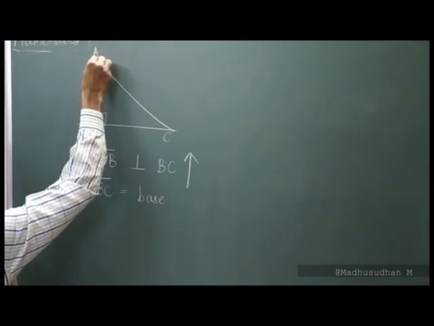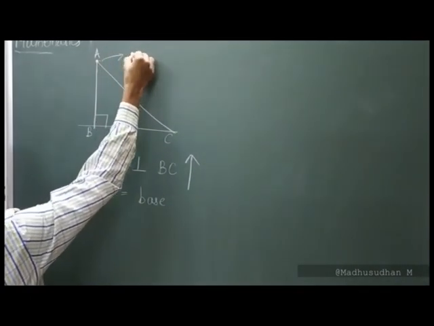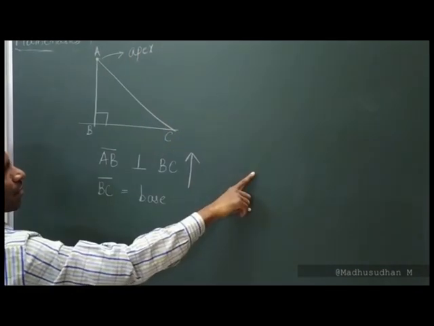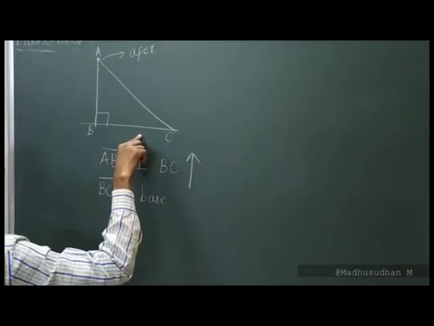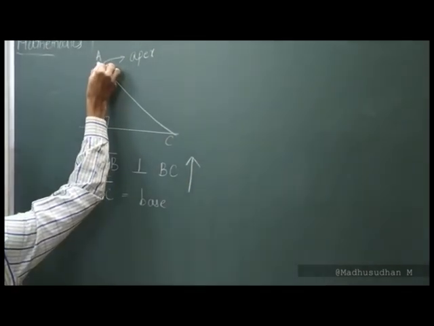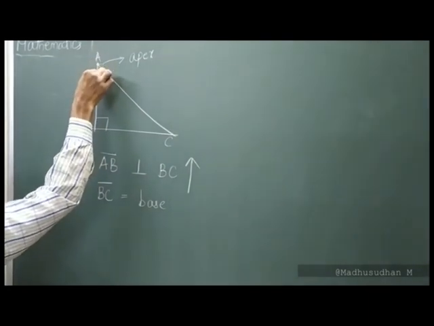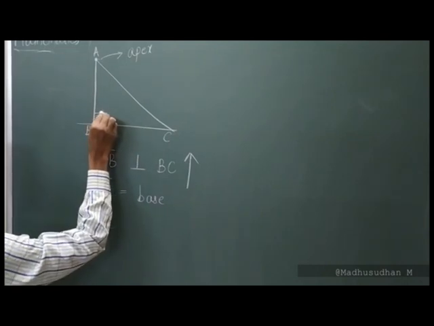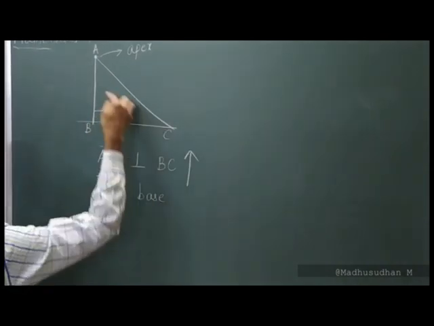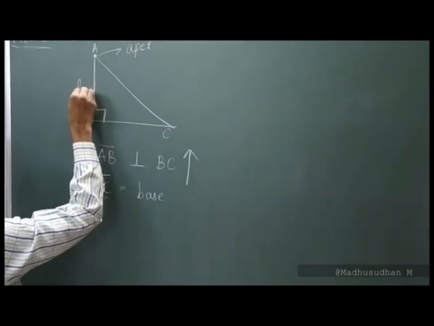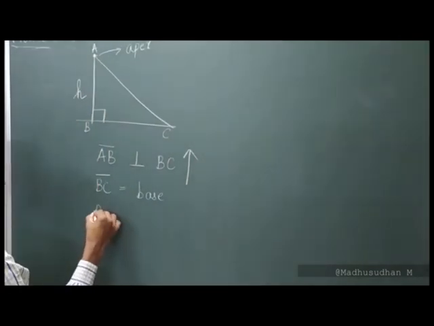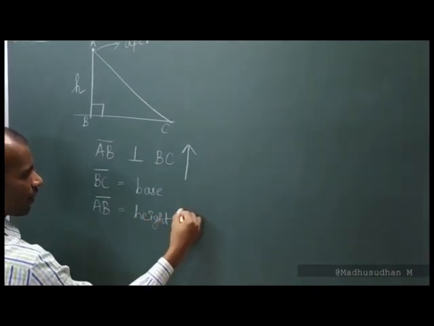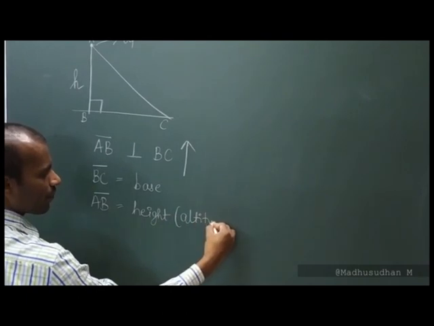From the top vertex, the apex, let me call this the apex. For any geometrical triangle, I should find which is the highest point. From there, I have to drop a perpendicular which makes exactly 90 degrees with the base here, and this perpendicular line shall be H. H in the sense AB is equal to height, or I can call that altitude.